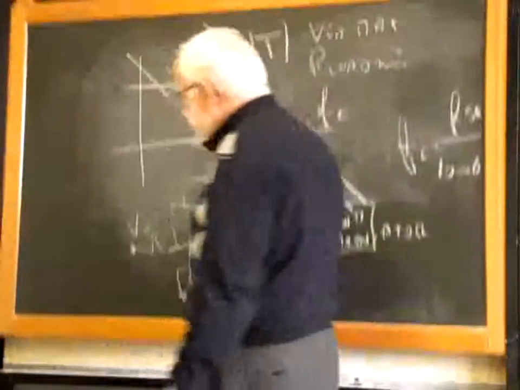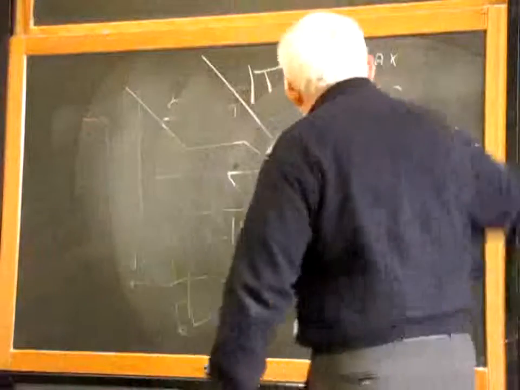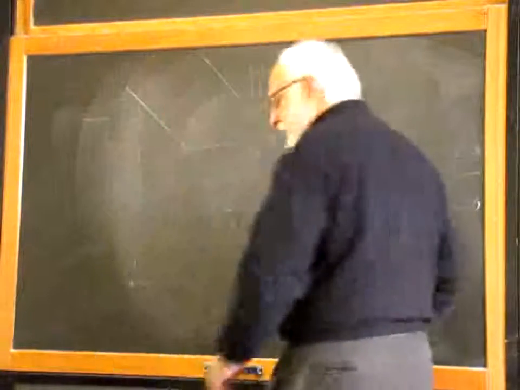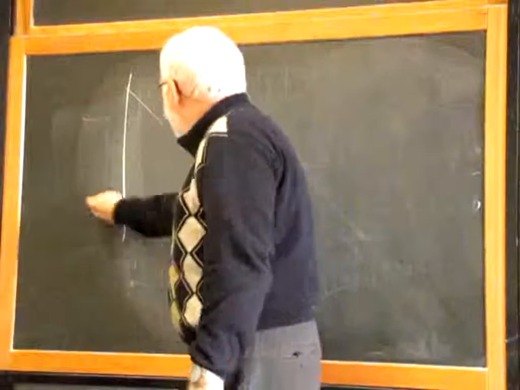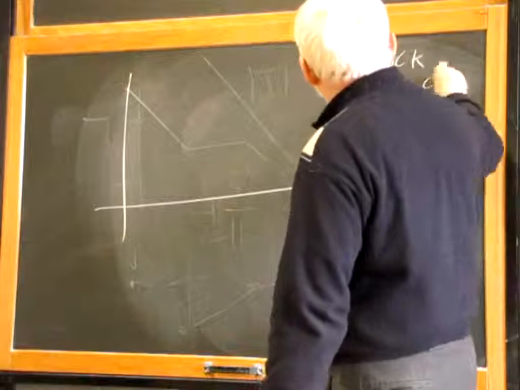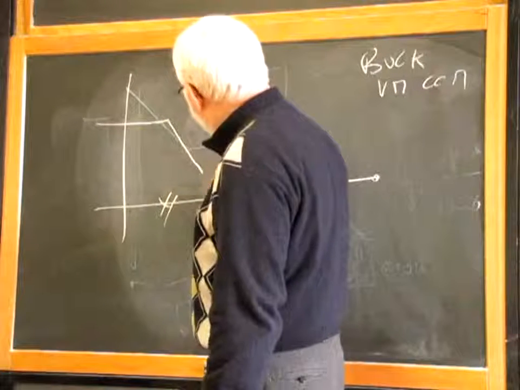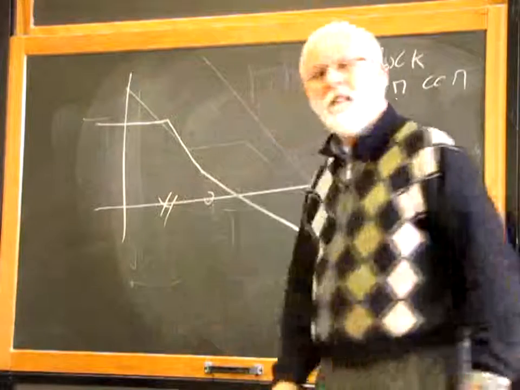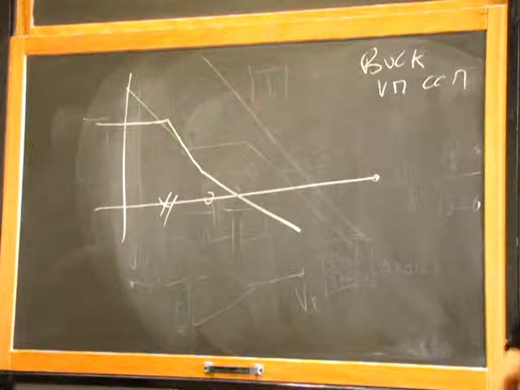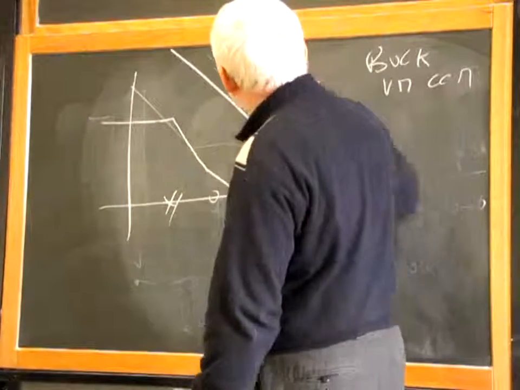And this transfer function, I want to compensate, and I want to get a loop gain. This is a buck voltage mode CCM, two poles and one left half plane zero. And I want to obtain a loop gain that is something like this. This is my target that I want.